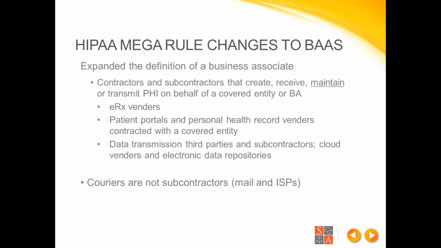So for example, e-prescribing vendors, patient portals, data groups that are holding data. So if there's an online Dropbox, if you will, that's holding information, they are all business associates. Now, the rule did clarify that couriers like the United States Postal Service and FedEx are not business associates because they are just holding on to the information briefly. The same way Verizon, Comcast, whoever has your internet service, they are not either because they're just transacting business back and forth. They're not actually holding it.